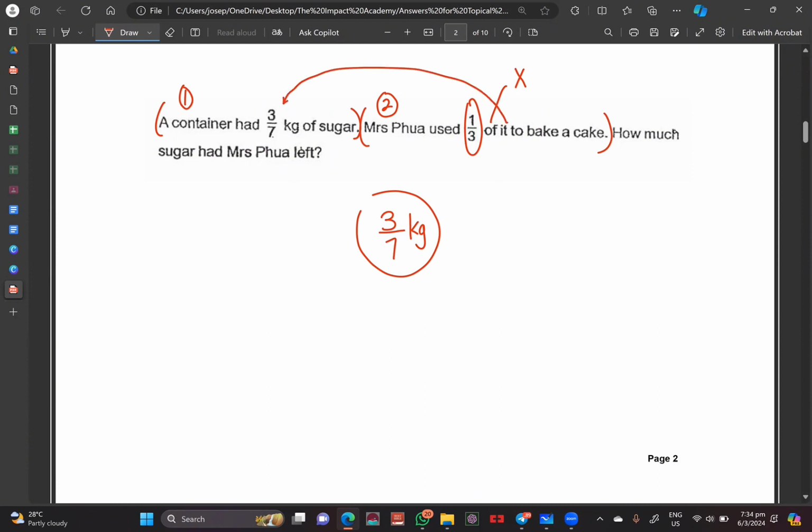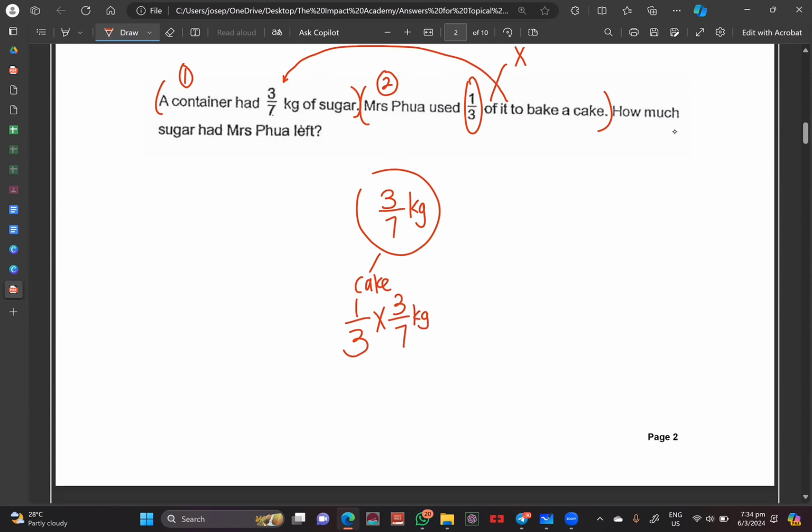Do you understand? Mrs. Pua didn't use everything to bake, or every bit of the sugar to bake the cake. If Mrs. Pua were to use that, the cake is going to be so sweet, guys. You understand what I'm saying? So she said, I'm going to use a bit only, okay, guys? Don't be afraid. You're not going to get diabetes after having my cake.